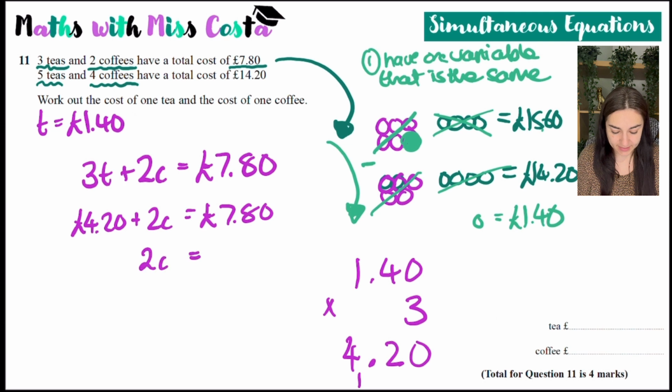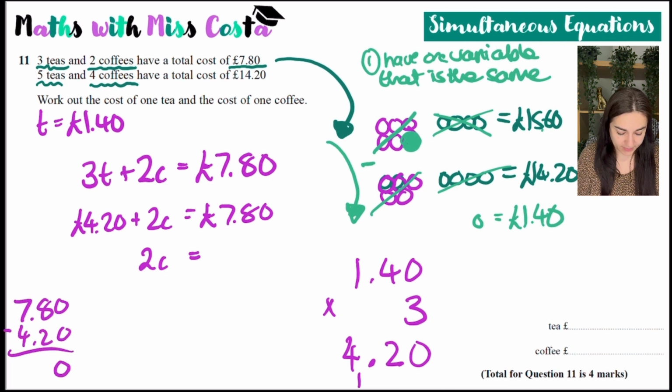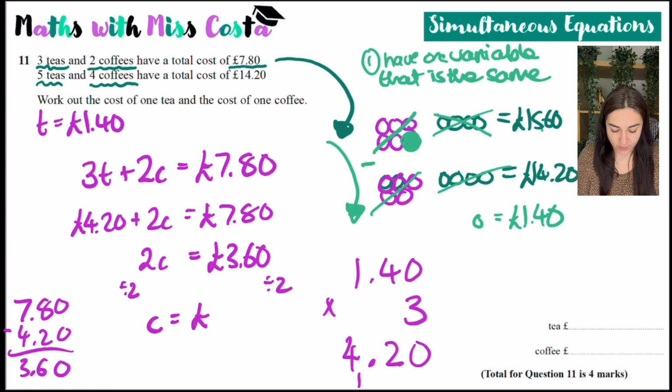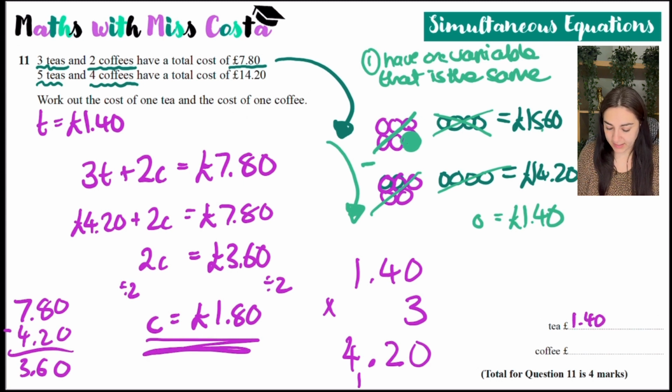So 2c is going to be £7.80 take away £4.20, which is £3.60. And if 2 coffees are worth £3.60, I'm just going to divide both sides by 2. So a coffee is going to be £1.80. Okay, so you know the price of your tea is £1.40 and the price of your coffee is £1.80.